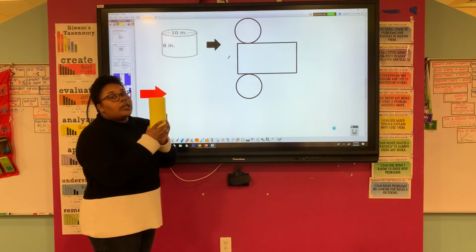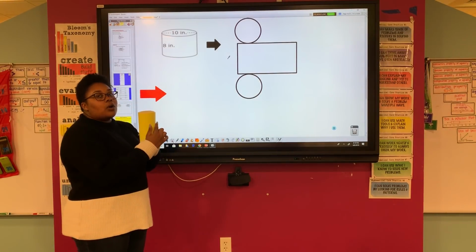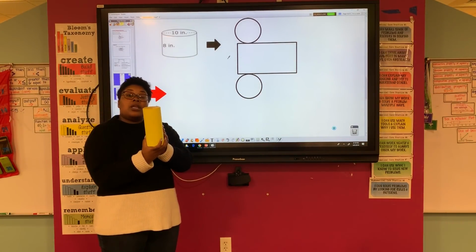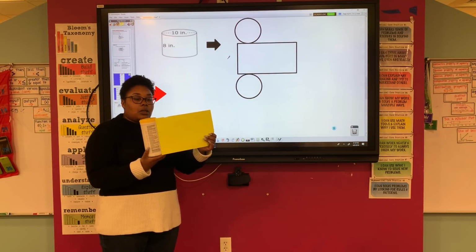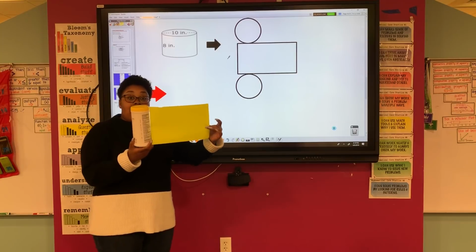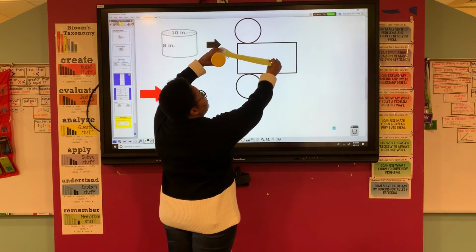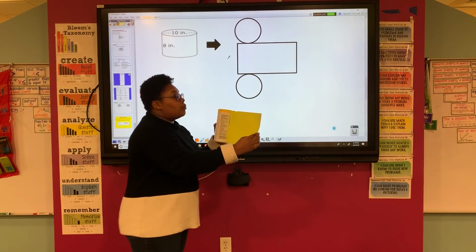So thinking about our net, right? We have a top, we have a bottom, and then we have all the way around. Think about this yellow piece of paper as our label, right? So imagine if I unravel this, that all the way around, I have a rectangle. So right here in my net, I have my rectangle, I have my top, which is a circle, and then I have my bottom, which is a circle as well.